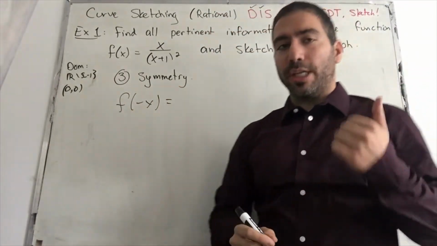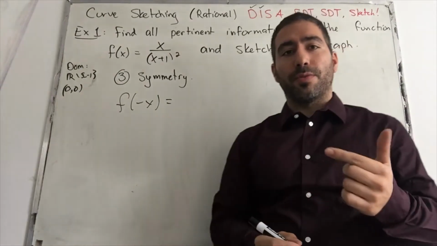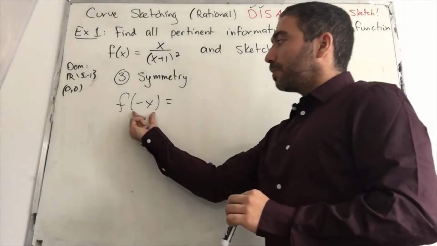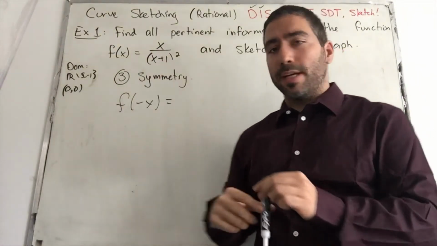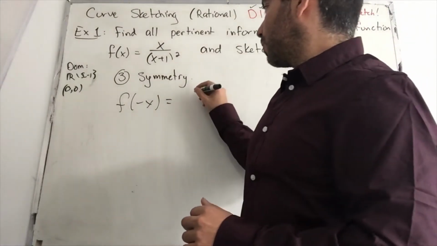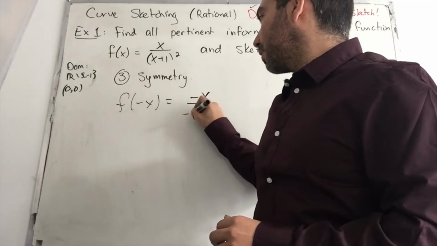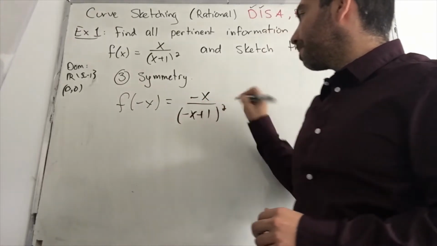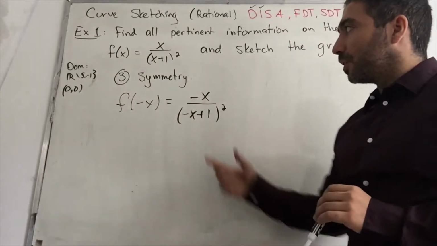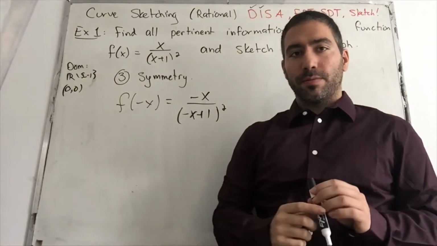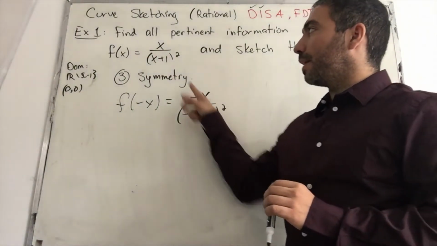Okay, so we're checking for even functions and we're checking for odd functions at the same time. So substitute in your function all your x's with negative x, see what happens. So on top, the x gets replaced with a negative x. On the bottom, we get negative x plus 1, all that squared. Okay, so is this equivalent to this? Well, no, because we have a negative on the top.